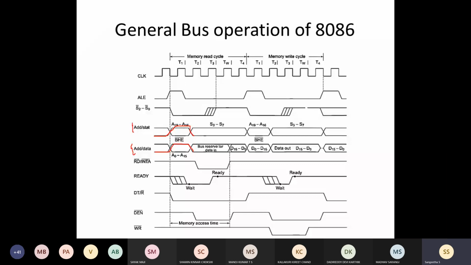And after from T2 to T4, your data transmission occurs. That's why here data will be high. So in the next duration, it is like a bus reserved for data input. It starts reading your data, and here an actual data transfer occurs from D0 to D15 using that pin. And similarly, your status signals like S3 to S7 will be enabled.